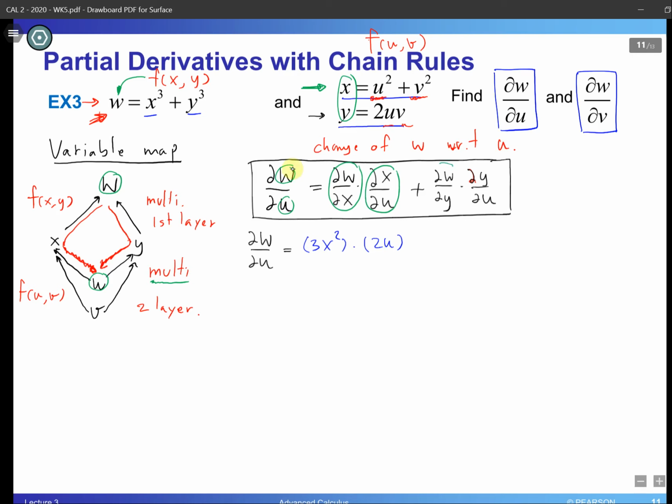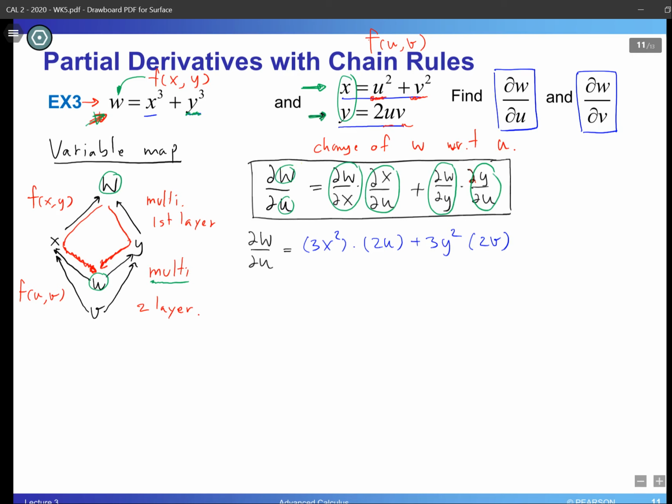dw by dy. So I am going to differentiate this w right here with respect to y. As you can see here with y cubed, we are going to get 3y squared out of that. Okay, next term, dy by du. So we are going to differentiate this with respect to u. Of course, we are going to get 2v out of that. So it's going to be 2v right here.